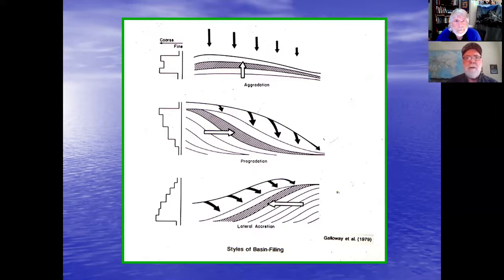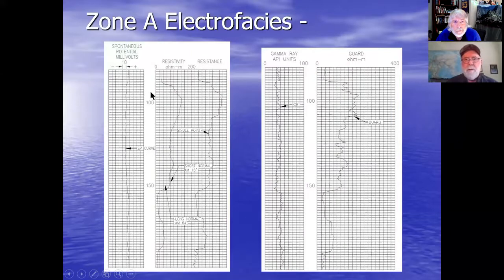And then the top one, which is a cylinder, is usually representative of aggradation, which you see a lot in braided river systems where channel bars get choked off and they anastomose and deposit vertically over time. So we applied this into these key electrofacies, and this is zone A.